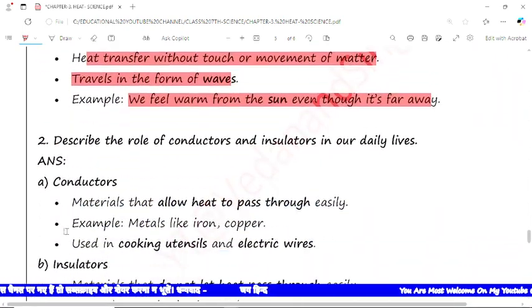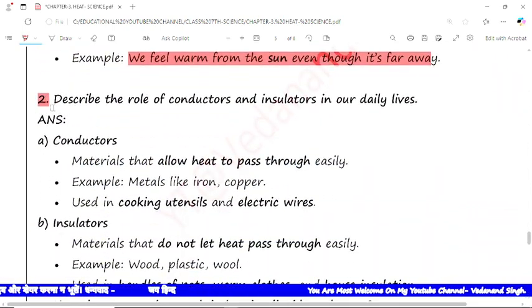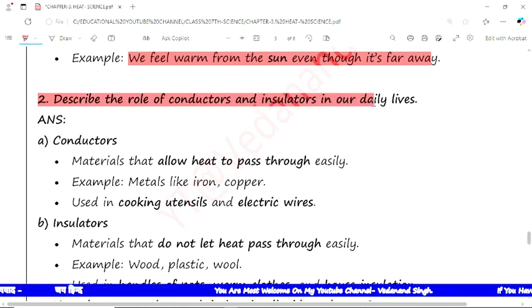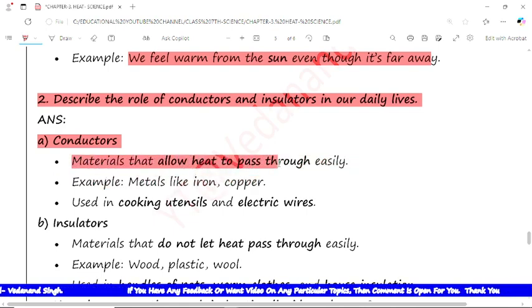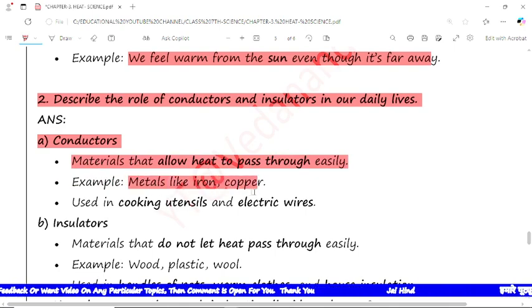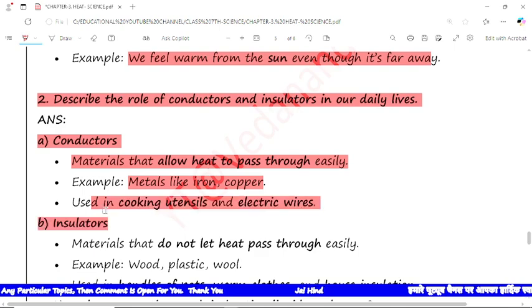Now the next, second number question is, describe the role of conductors and insulators in our daily life. The answer is, what is the role of a conductor? First let us study this one. A conductor is a material that allows heat to pass through easily. The examples are metals like iron and copper. Generally, they are used in cooking utensils and electric wires. Conductors are used for this purpose.